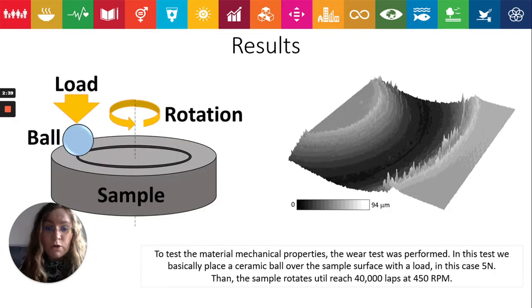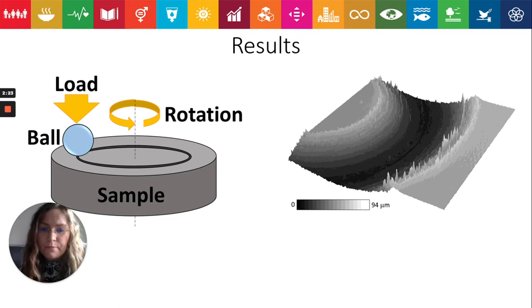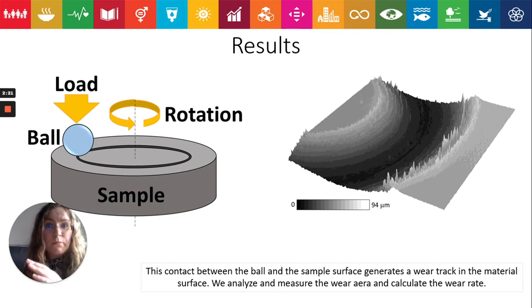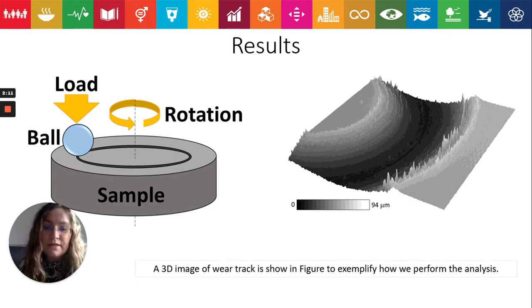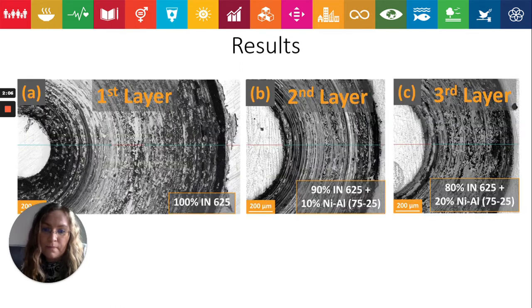To test the material mechanical properties, the wear test was performed. In this test, we basically place a ceramic ball over the sample surface with a load, in this case 5 newtons. Then the sample rotates until it reaches 40,000 laps at 450 rpm. This contact between the ball and the sample surface generates a wear track in the material surface. We analyze and measure the wear area and calculate the wear height. A 3D image of the wear track is shown in the figure to exemplify how we perform the analysis.